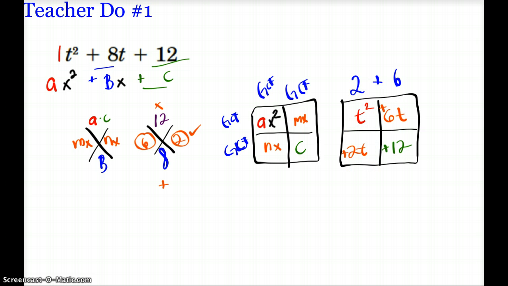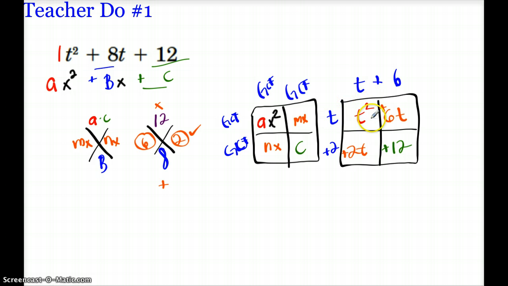2t and t squared are both divisible by 2. Oh, not 2, see, that was a mistake. They're both divisible by t. t squared and 6t are both divisible by t. And 2 and 12 are both divisible by positive 2. X box.